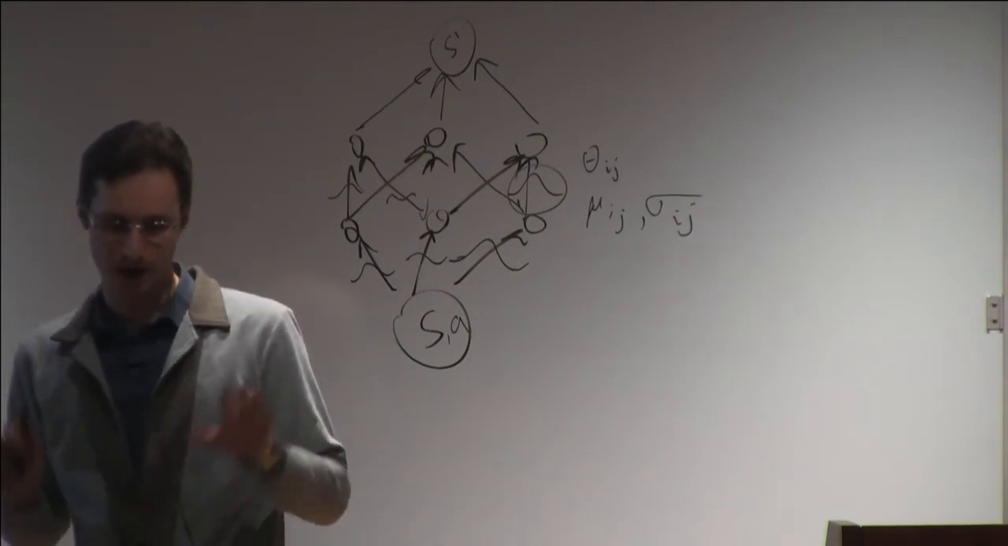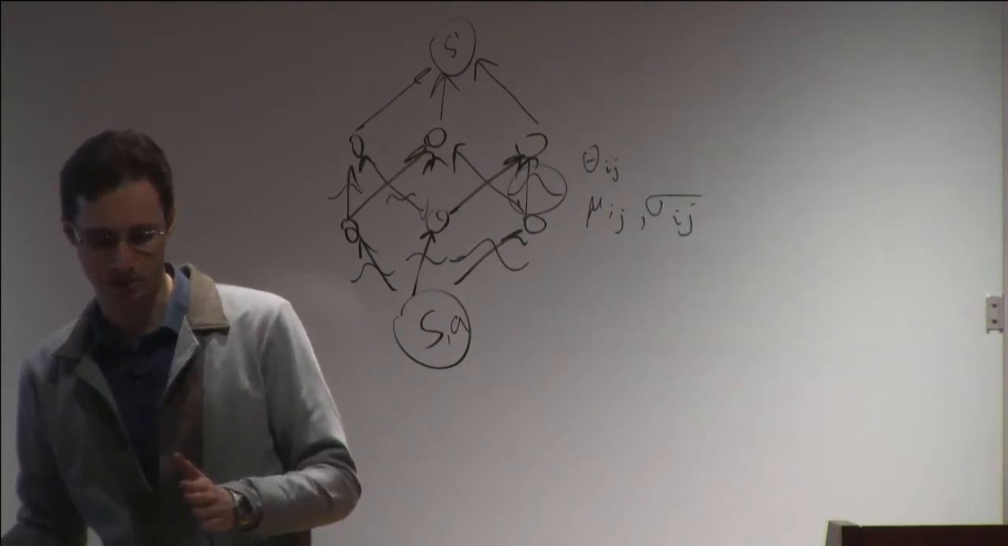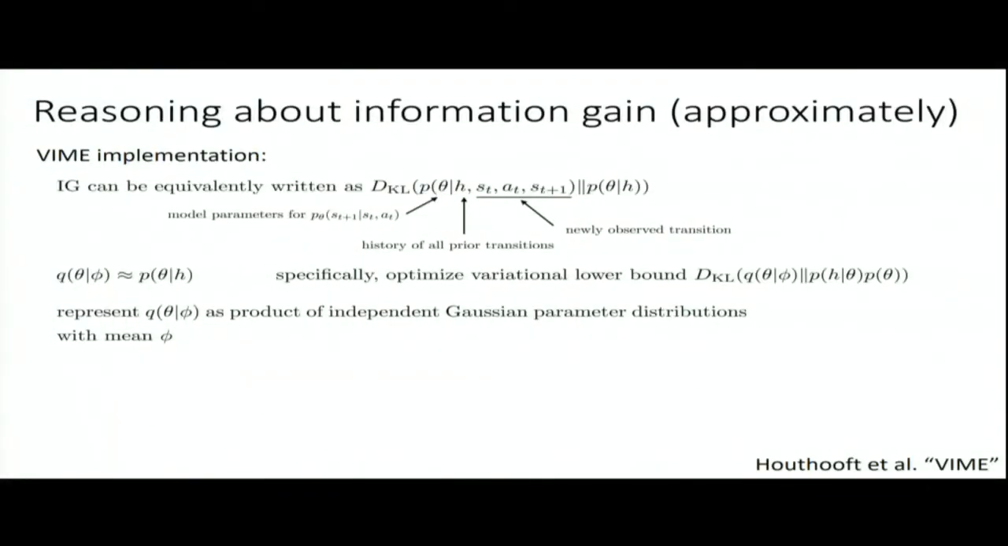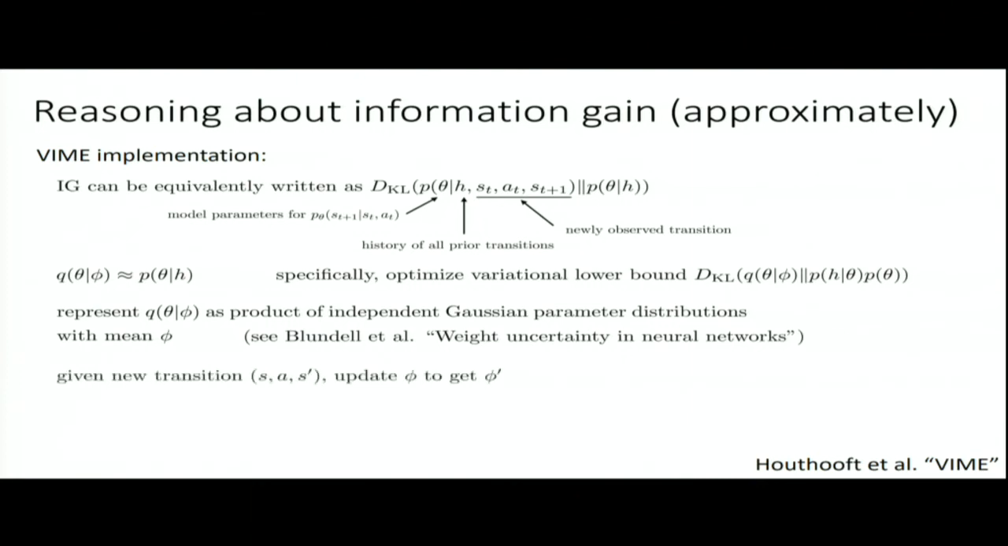So Q(theta | phi) is independent Gaussian parameter distributions with mean phi, and this is actually a typo on the slide again, there are going to be means phi and variances phi. This particular way of approximating Bayesian neural networks is described in this paper by Blundell et al., Weight Uncertainty in Neural Networks. It's a very simple distribution, but it's enough to give us some notion of uncertainty about weights. And then, given a new transition s, a, s prime, we're just going to update phi with gradient descent. We'll basically update it with backprop to get a new phi prime.